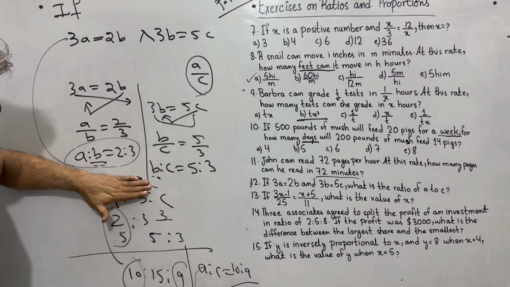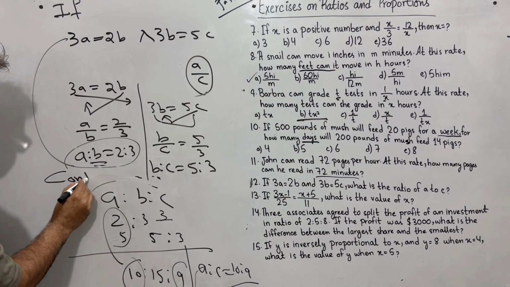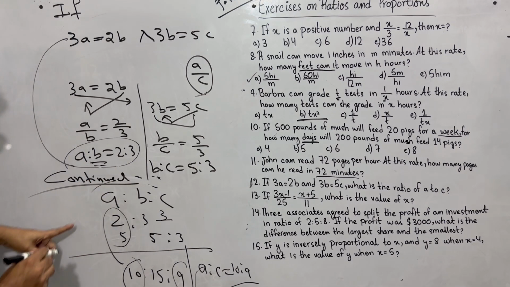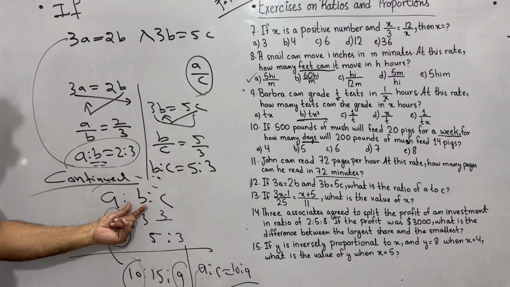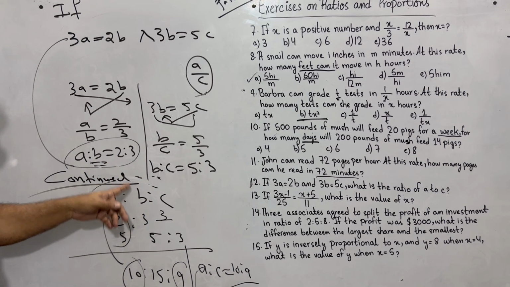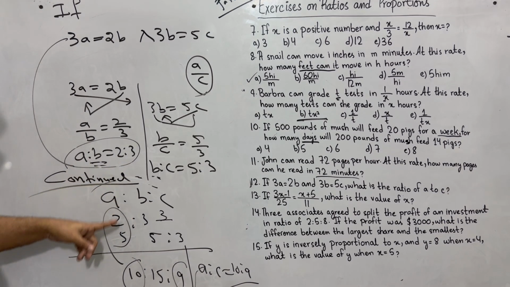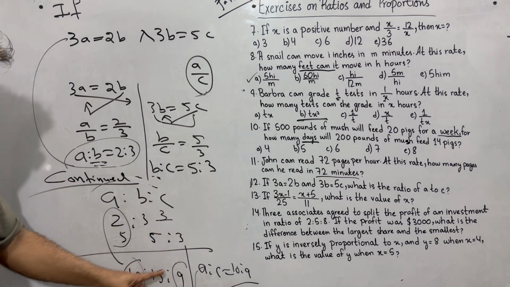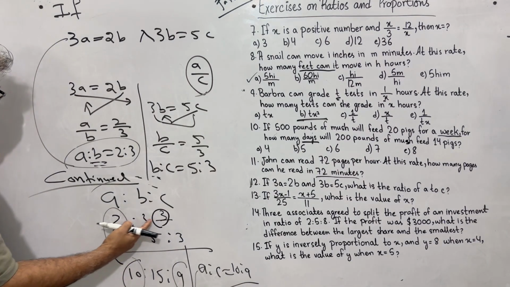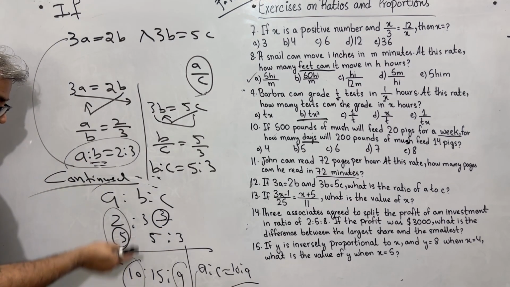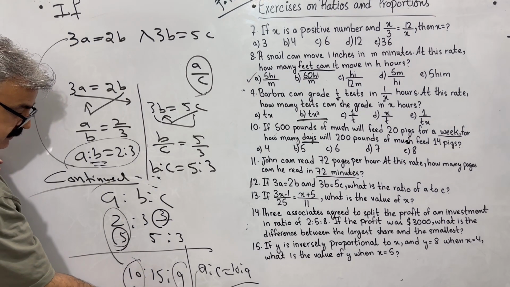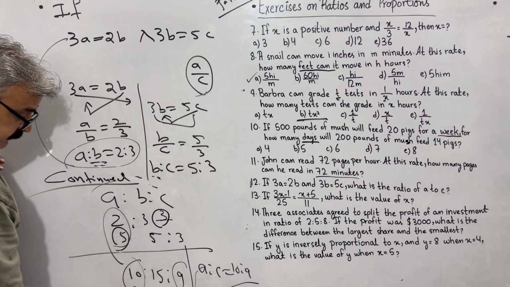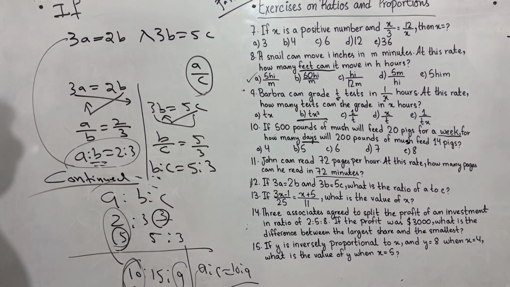Now, continued ratio A ratio B ratio C. B is the common link, B here, B here. B is the connecting link, B must lie at the center, fixed at the center. So AB is 2, 3 and BC is 5, 3. So fill the blanks by the nearest one. 3 is nearest, 5 is nearest. 2 times 5 is 10, 3 times 5 is 15, 3 times 3 is 9. 10, 15, 9. This is A, this is B, this is C. We are asked to find the ratio of AC. I have taken A and C, that is 10 ratio 9.